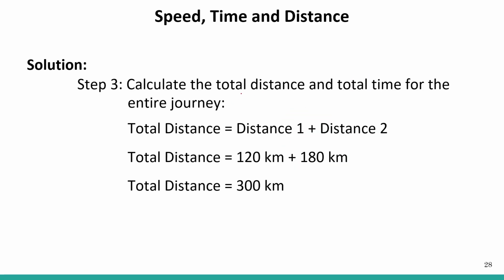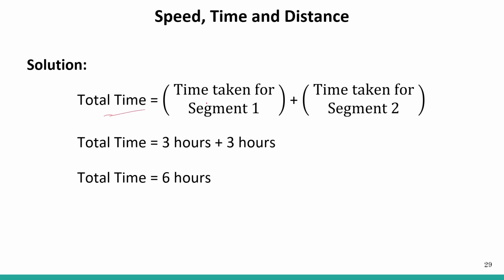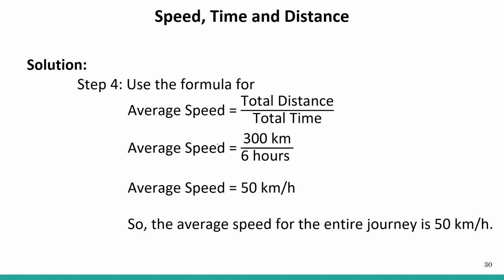Okay, so calculate the total distance and total time for the entire journey. Total distance will be distance 1 plus distance 2, which becomes 300 kilometers. Total time will be time taken for segment 1 plus time taken for segment 2, so 3 hours plus 3 hours is equal to 6 hours. So use the formula: average speed is equal to total distance by total time. So 300 kilometers by 6 hours is 50 kilometer per hour. The average speed of the entire journey will be 50 kilometer per hour.